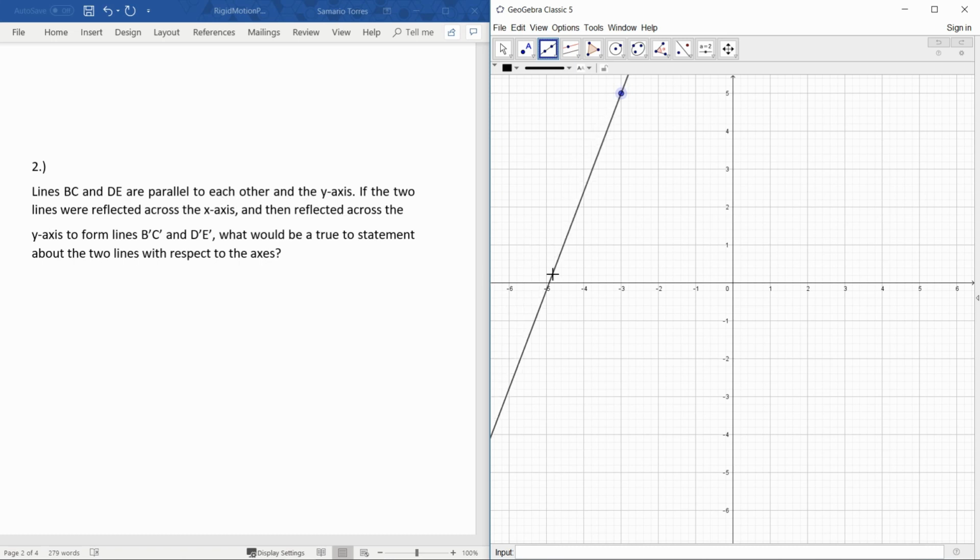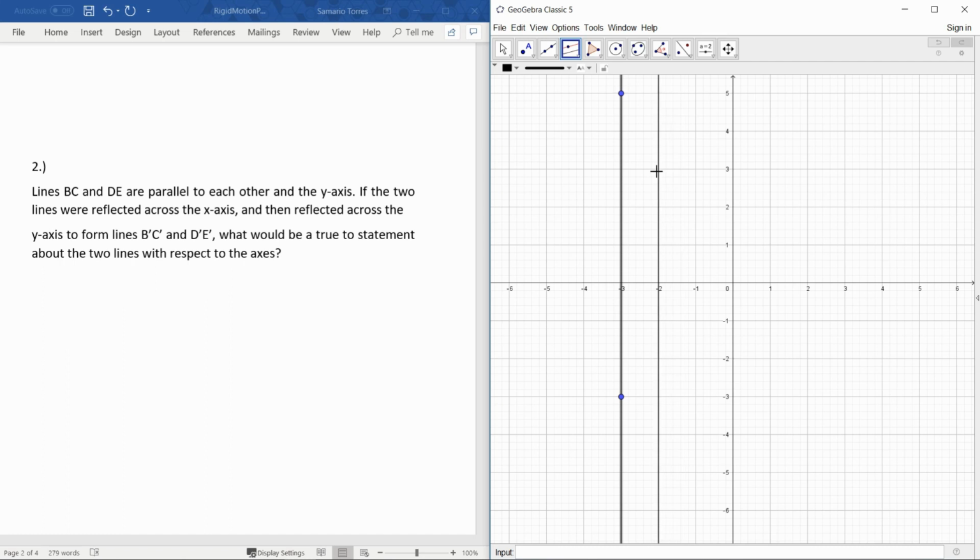Well, where's the y-axis? This axis I'm moving the mouse down right now is the y-axis. The vertical axis is the y-axis. And it says BC and DE are parallel to the y-axis. So we'll draw maybe this line right here, and then we'll draw a line parallel to that. So we'll take a parallel line to this one.